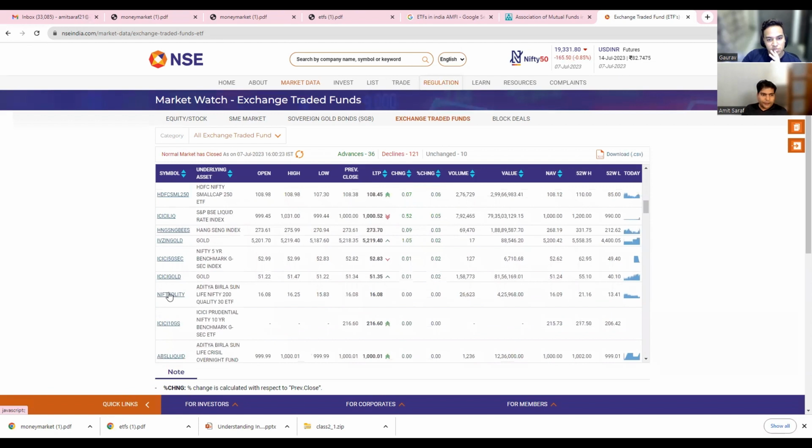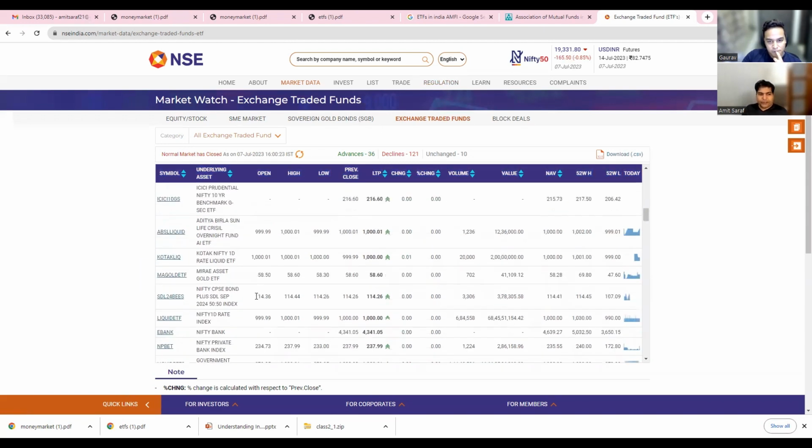Which is most famous, and Nifty Liquid, ICICI Liquid. These are examples of some liquid ETFs. Then there are gold ETFs. Then there are government security ETFs. As we were discussing, ETFs can be created around anything typically. There are several agencies which are providing gold ETFs, several providing Nifty ETFs, and several providing some bond market ETFs.